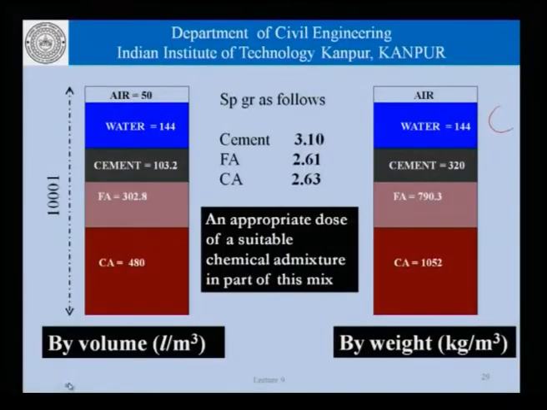And if we proportion the mix, this is what happens. We have air, we have water is 144, we have cement which has been reduced, we have the coarse aggregate is still being kept at 400. We reproportion this concrete mix with 144 kgs of water, and this is what we get by volume and by weight.